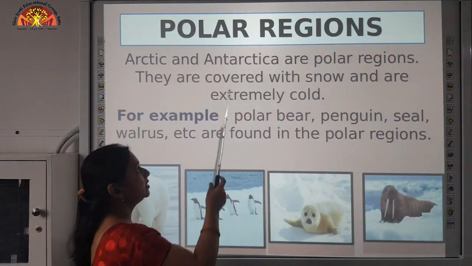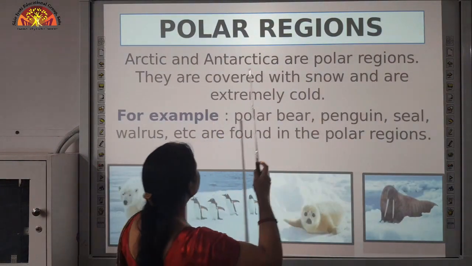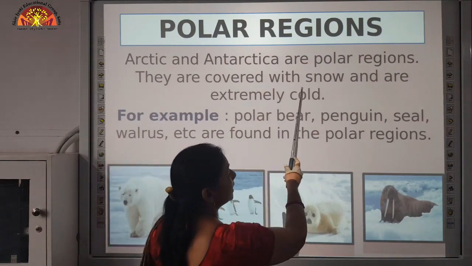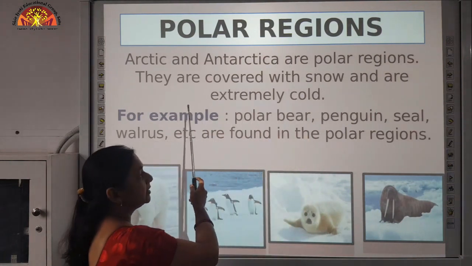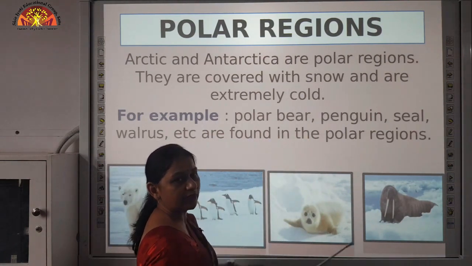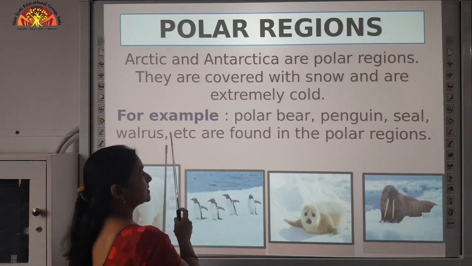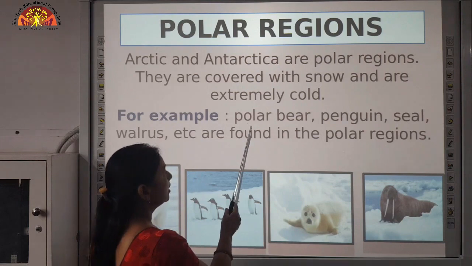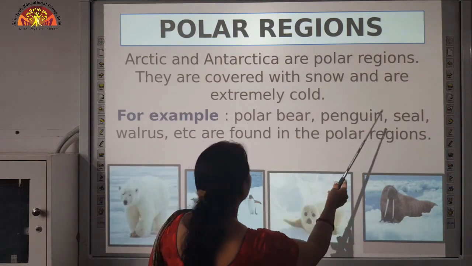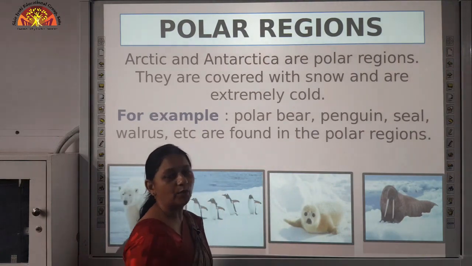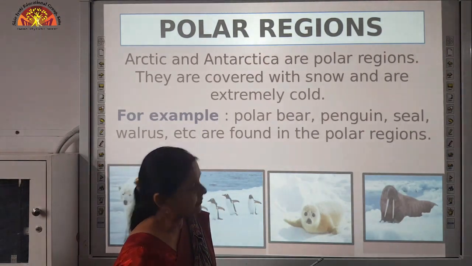Coming next to the polar regions. Polar regions means basically the Arctic and Antarctica regions. They are mostly covered with snow and are extremely cold. The examples of animals which are found in these habitats are polar bear, penguin, seal, walrus. These are the animals which are found in the polar regions.